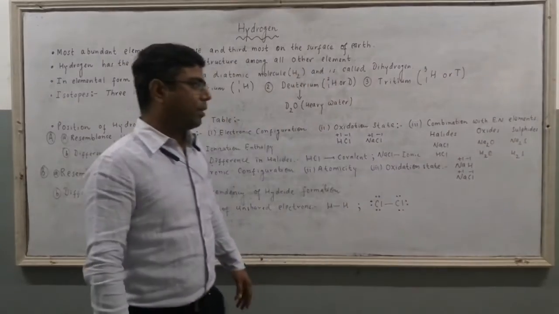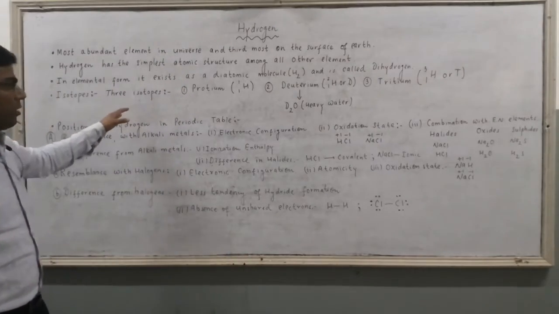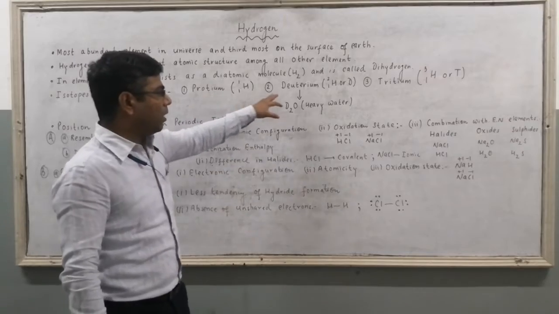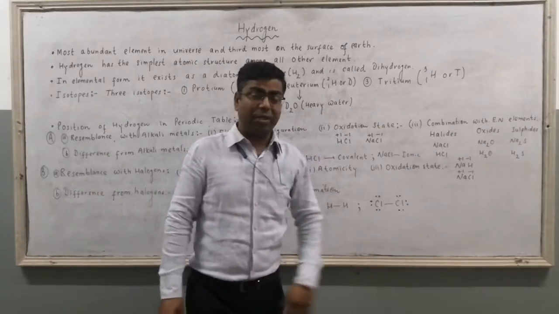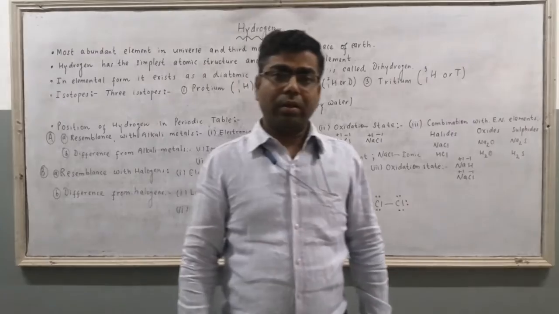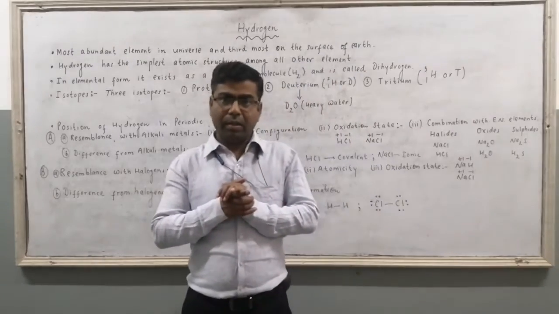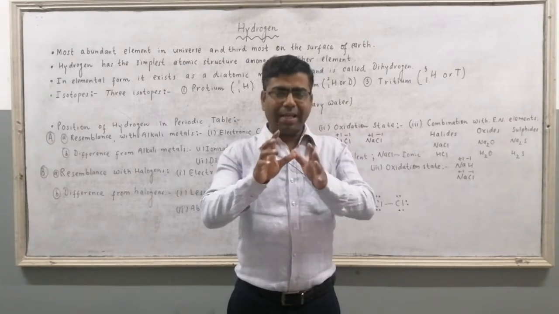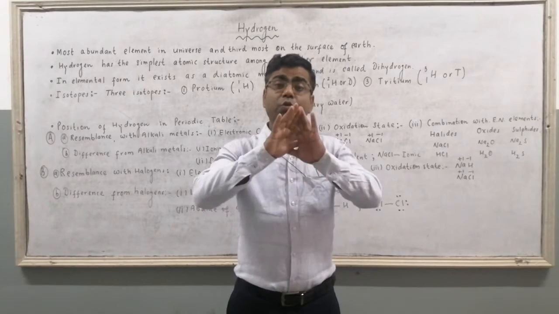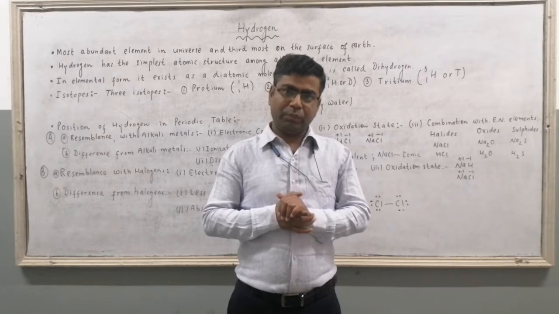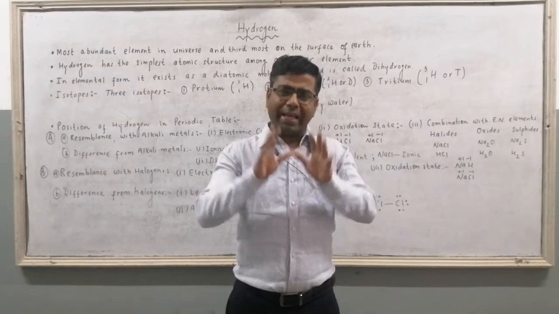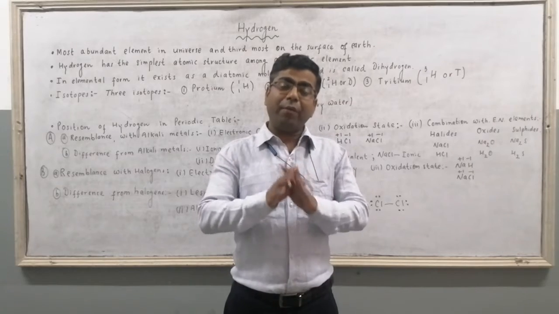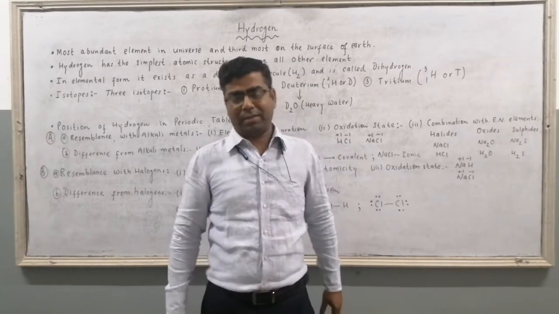Let us talk about the isotopes of hydrogen. Hydrogen is having three isotopes. First one is called protium, second one is called deuterium, and third one is called tritium. Protium, it is having one proton inside the nucleus. There is no neutron. So protium is the only atom of the periodic table having no neutron inside the nucleus.